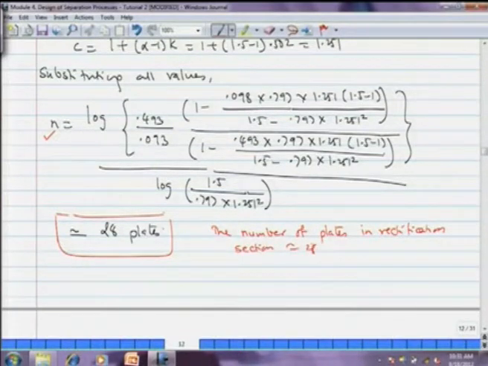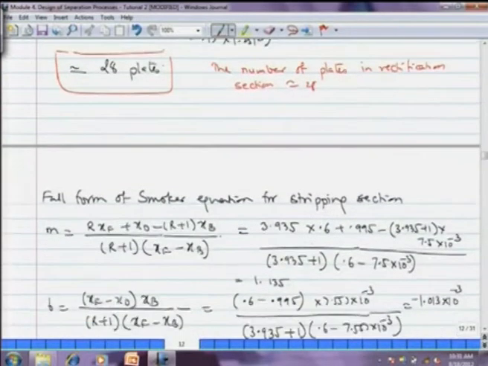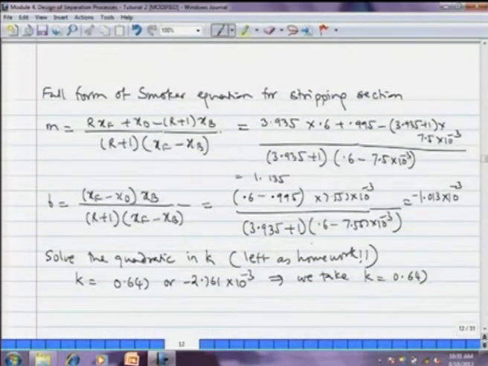Then we move on to solving the Smoker equation for the stripping section. Here, the slope of the operating line m is r into xf plus xd minus r plus 1 into xb, divided by r plus 1 into xf minus xb.